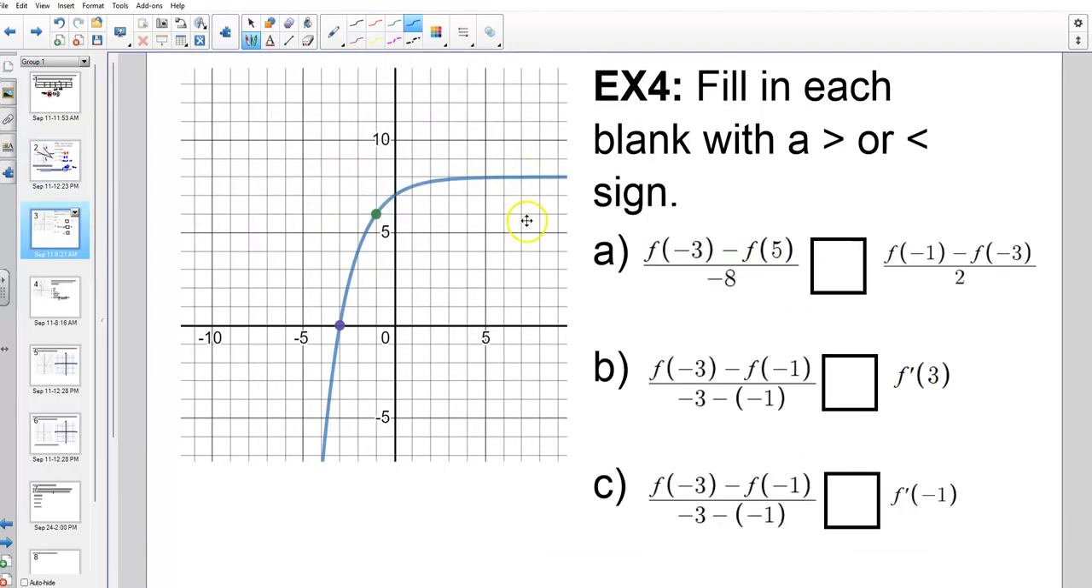All right, these are weird problems, but I think they're good to think about. I'm supposed to fill in all my boxes here with a blank that says greater than, less than, or equal to, but I don't think we actually use equal to right there. So f of -3 minus f of 5 all over 8, -8. Actually, let's look at b first. Let's look at b first.